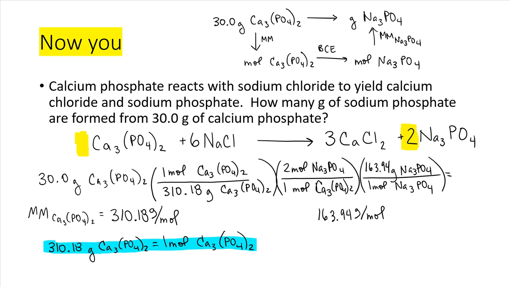Double check, make sure everything cancels, both the unit and the label: grams of calcium phosphate, moles of calcium phosphate, moles of sodium phosphate. You're left with grams of sodium phosphate, which is what you want. 30 times 2 times 163.94 divided by 310.18 is 31.7 grams of sodium phosphate.